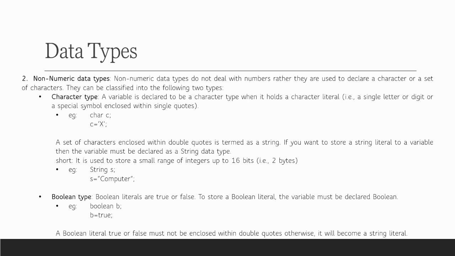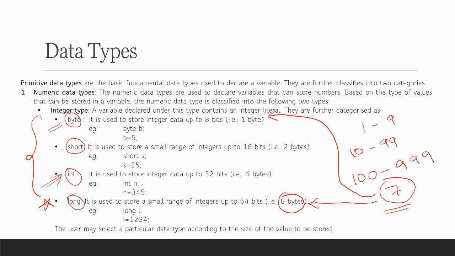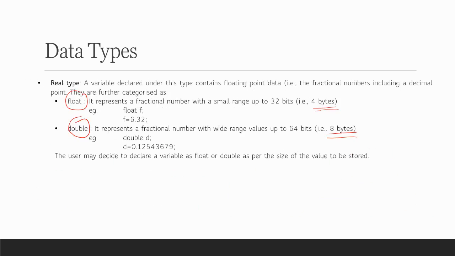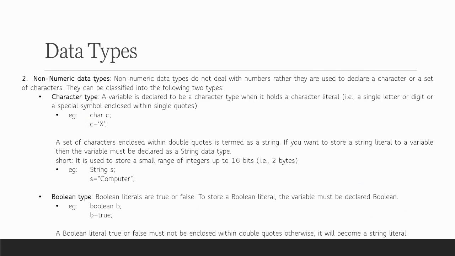The next type of data types are non-numeric data types. They are further categorized into characters and boolean. So let us see its examples. Non-numeric data types are data types which do not deal with numbers, rather, they are used to declare a character or a set of characters.